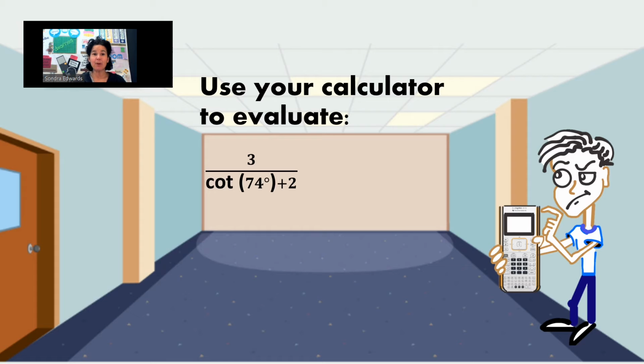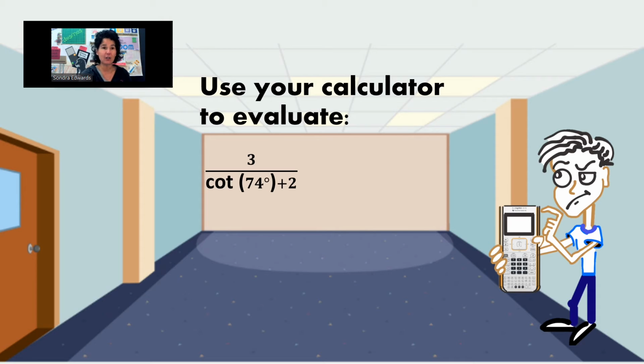In this example, we want to take 3 over the cosine of 74 degrees plus 2. So grab your calculator and see if you can get the right answer. We've got a lot going on here. First off, we see 74 degrees. Since you see a degree symbol, you know that you are in degree mode.